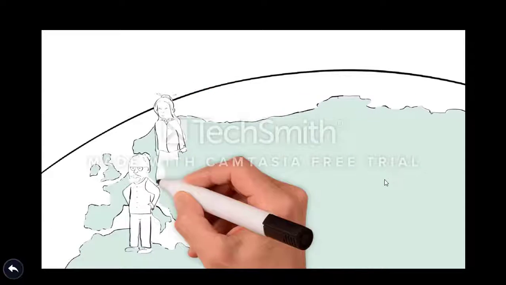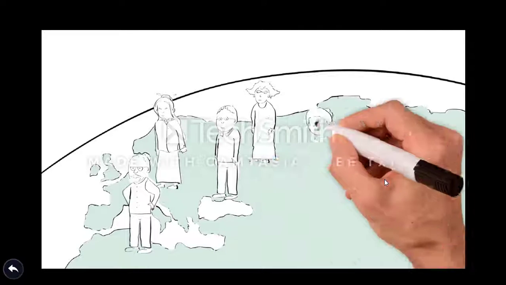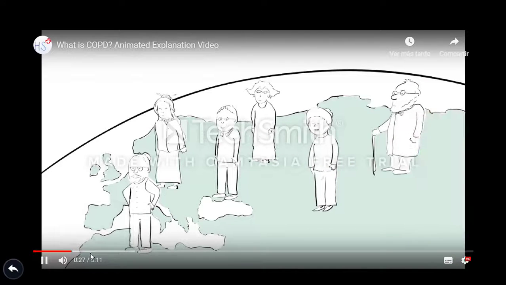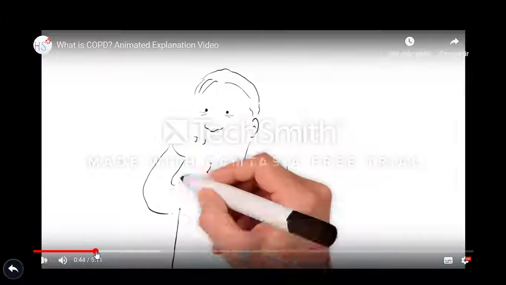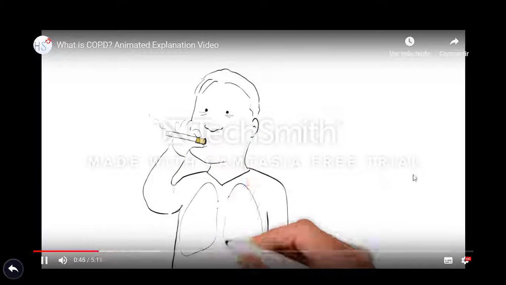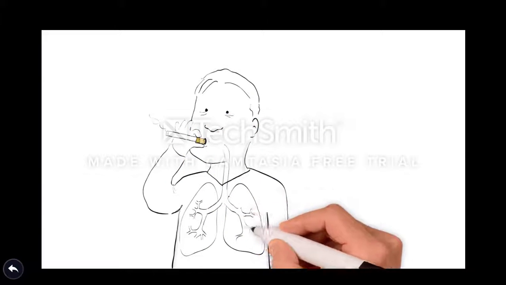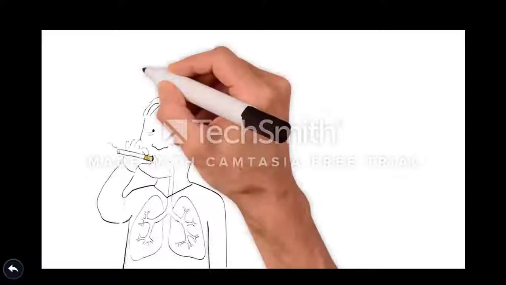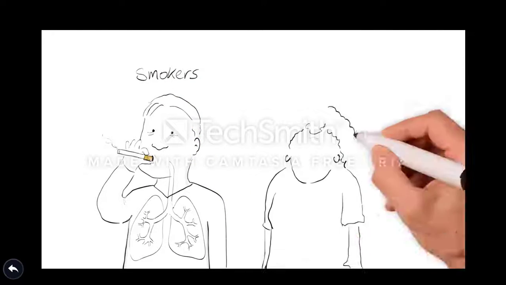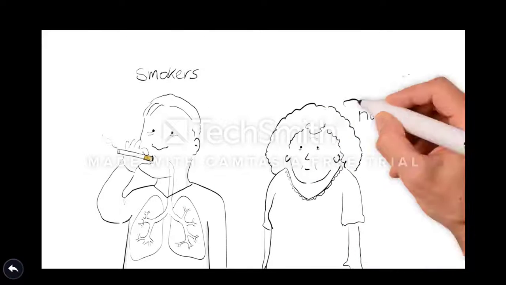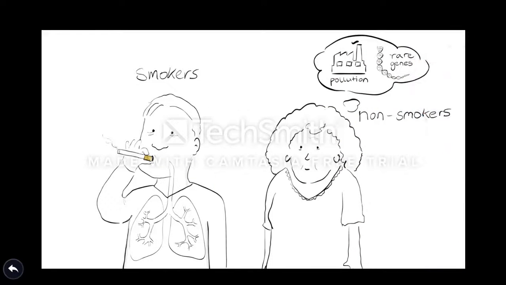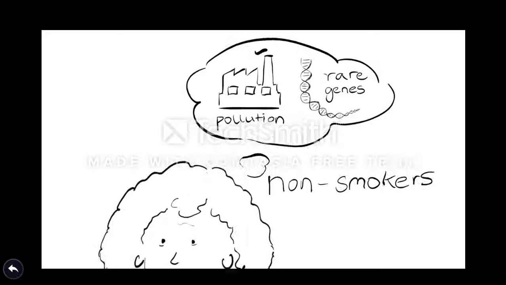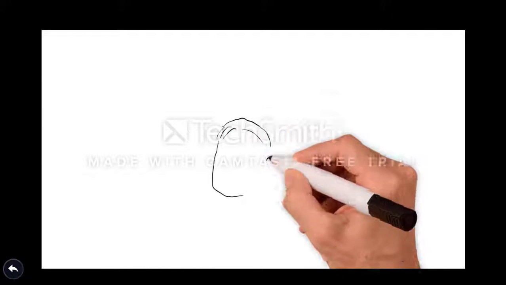Around the world, COPD is becoming more common. It's now the third highest cause of all deaths. COPD occurs as particles from tobacco smoke inflame and irritate the lungs. So stopping smoking is the best thing smokers can do. However, COPD does occur in non-smokers too. Polluted environments and rare genetic diseases can also lead to the disease.